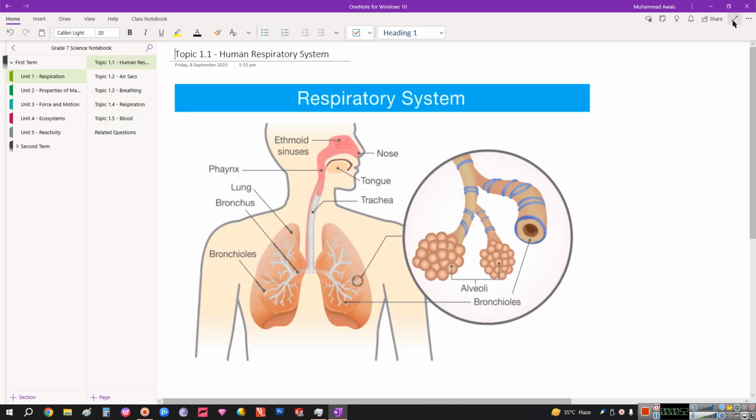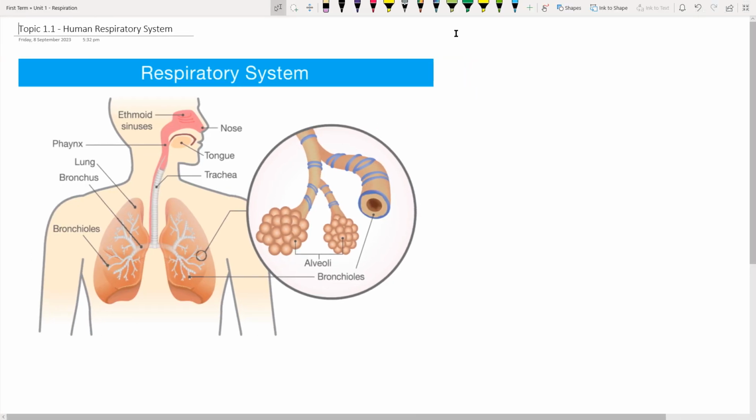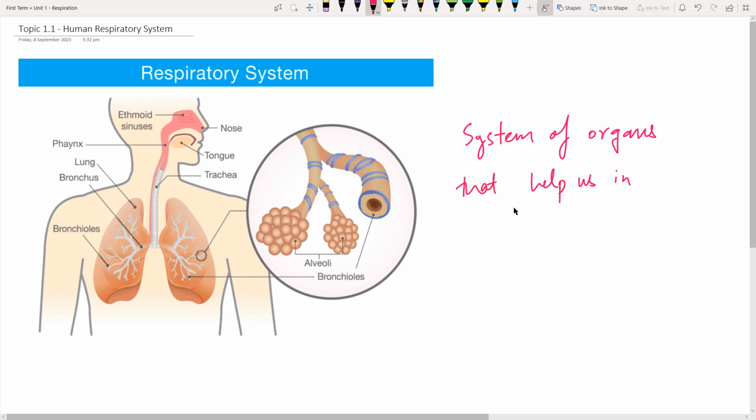So let's get into topic 1.1, which is the human respiratory system. As you can see in the diagram, the human respiratory system consists of several parts. Let me just grab my pen. The human respiratory system means the organs that are involved in gaseous exchange. So we can simply say, a system of organs that help us in breathing. Now I'm writing breathing over here.